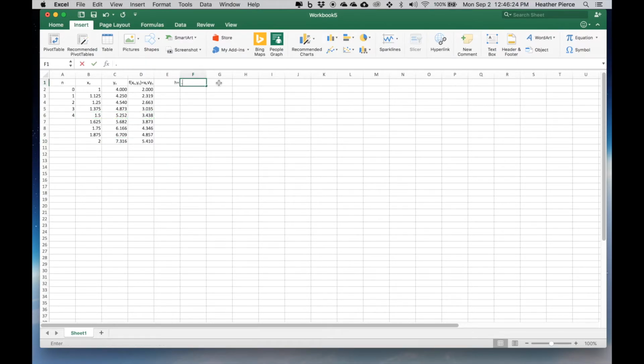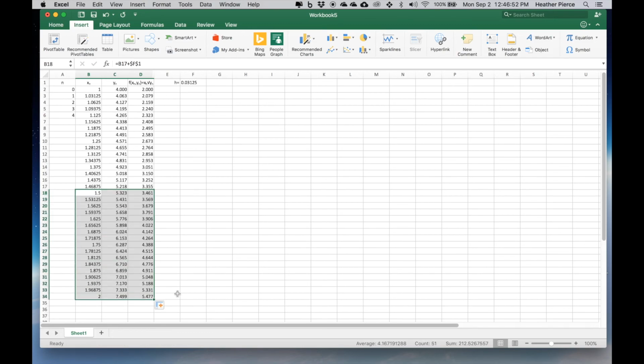If I change it again to 0.0625, once again I can copy my formulas down. And this time I have 7.437. Switching h down even further, and once again copying my formulas down. This time we have 7.499, so I'm getting closer and closer to the actual value.